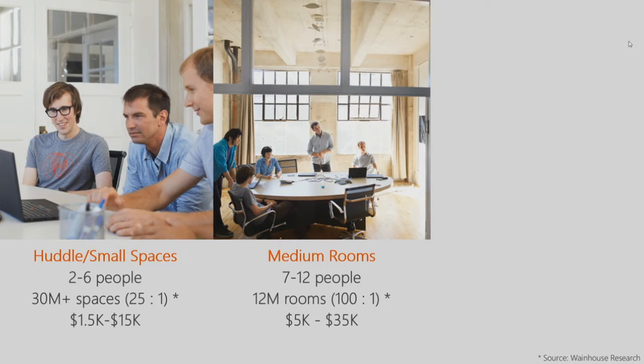Going up from the smallest, the focus and huddle rooms, we see the medium-sized conference room. So this is the 7 to 12 person range. There's about 12 million of these, and they hit around 100 employees per room. The budgets here span a huge range. So there are small ones that aren't super well equipped. They'll have maybe a TV, some ingest. And at the high end, these are really high-end VTC capable rooms. So they range from $5,000 to about $35,000.